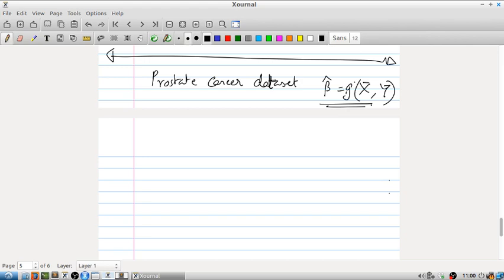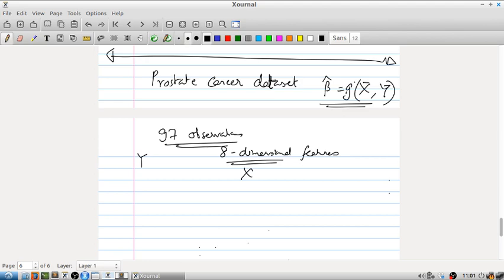The prostate cancer data set is a very small data set. I think it has about 97 observations, and it looks like they have eight dimensional features. They just want to predict the dependent variable, the output variable y. There are some names for these variables, though I don't know how relevant it is for us. So it's 97 observations, 8 dimensional features x's. So x is 8 dimensional, y is 1 dimensional. Okay.